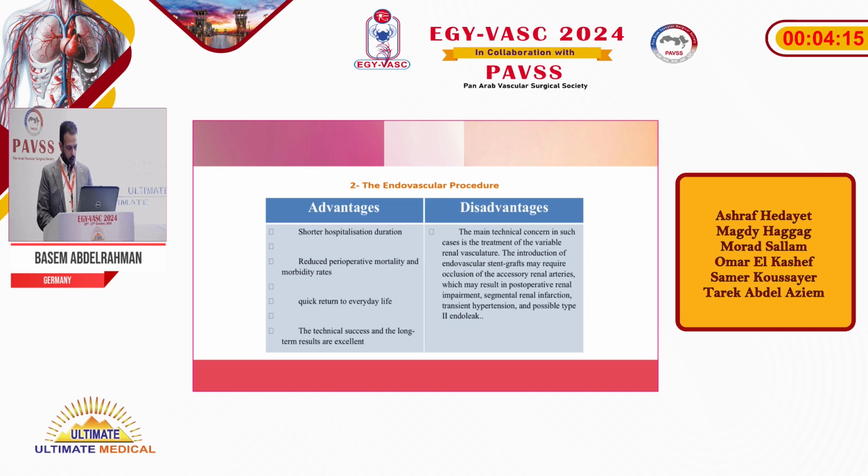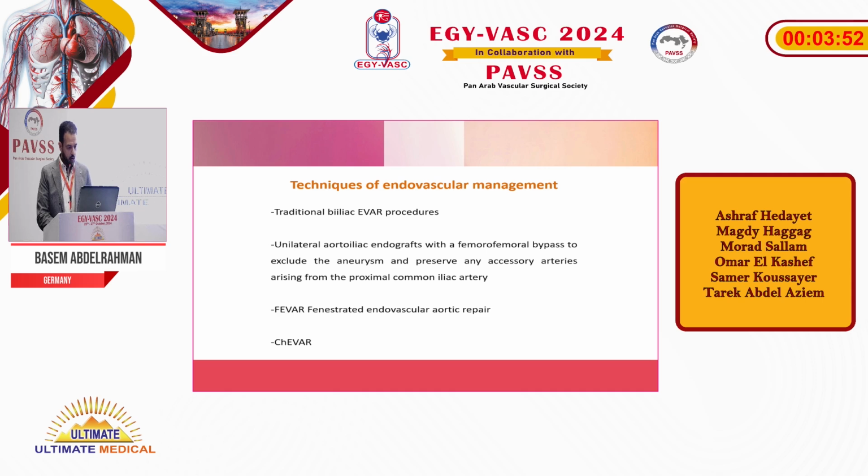The endovascular procedure has the advantage of short hospitalization and reduction of perioperative mortality and morbidity. The disadvantage is the technical concern in treatment of the variable renal vasculature, which may lead to renal impairment postoperatively. The techniques of endovascular management are either the traditional bi-iliac EVAR procedure or a mono-iliac endograft with crossover bypass. We also have fenestrated EVAR and the chimney technique.